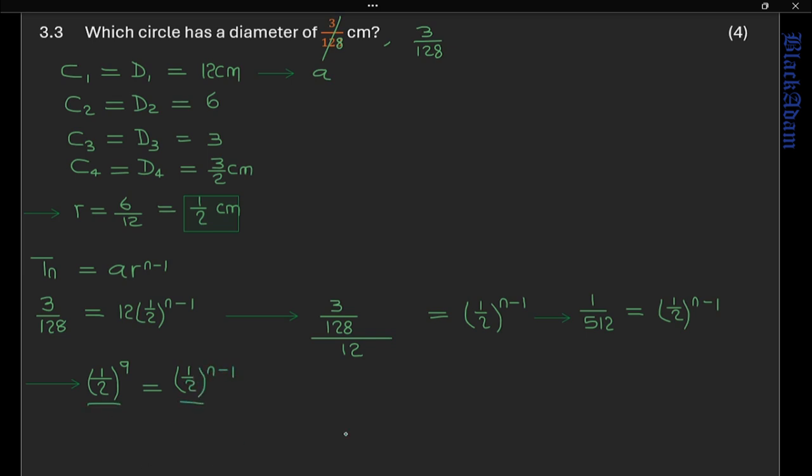The bases are the same, so the exponents have to be the same. So we have n minus 1 equal to 9, and then n is going to be 10, since 9 plus 1 is 10. Okay, so that's the 10th cycle.